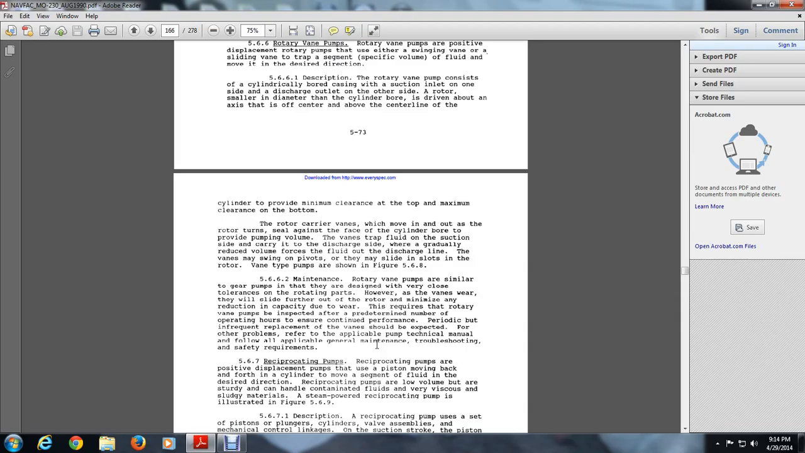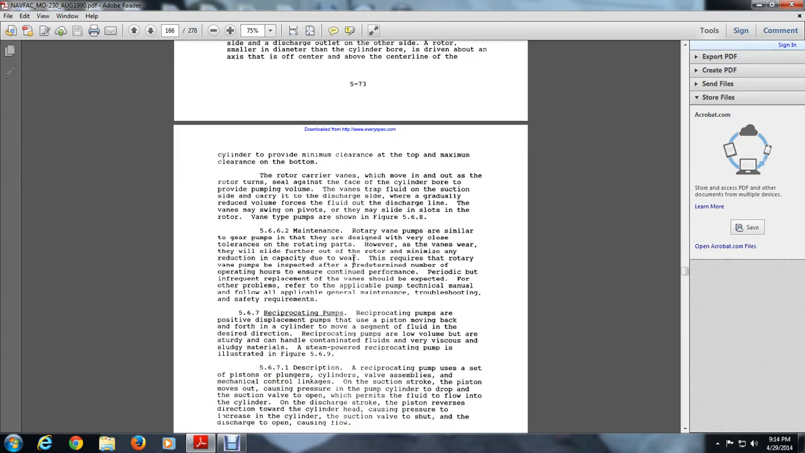5671 Reciprocating pumps. These pumps are positive displacement pumps using a piston moving back and forth in a cylinder to move a segment of fluid in the desired direction. Reciprocating pumps have low volume but are sturdy enough to handle contaminated fluids, viscous fluids, and sludgy materials. A steam-powered reciprocating pump is illustrated in figure 569.